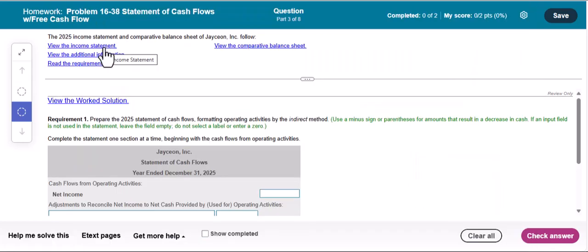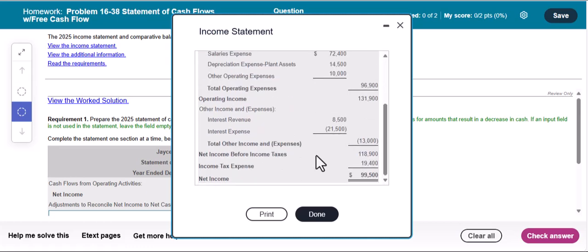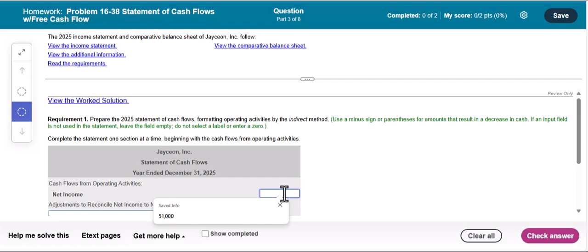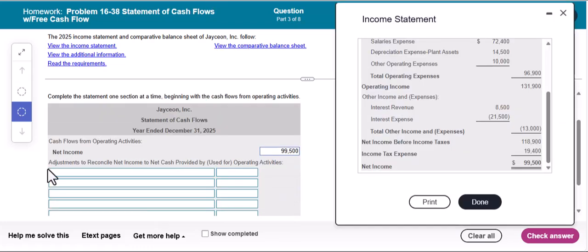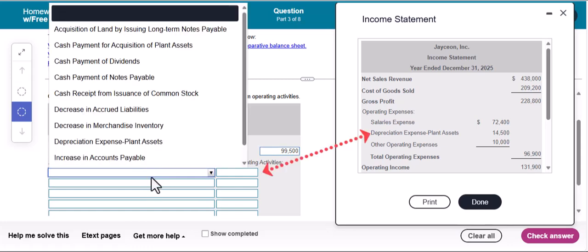So our net income can be found here in the income statement at the very bottom. We have a net income of 99,500, so we can copy and paste that into the first cell here. And then under adjustments to reconcile net income to net cash provided by operating activities, historically the first thing is depreciation expense. So we can find that here also in the income statement, but we'll input the title here first.